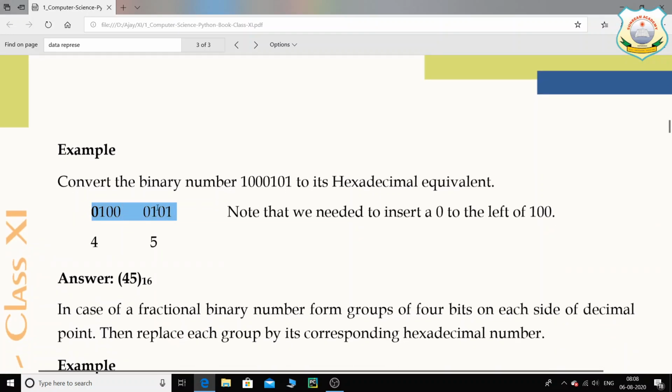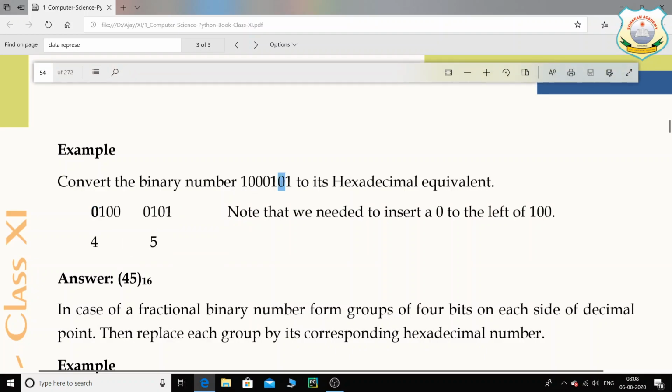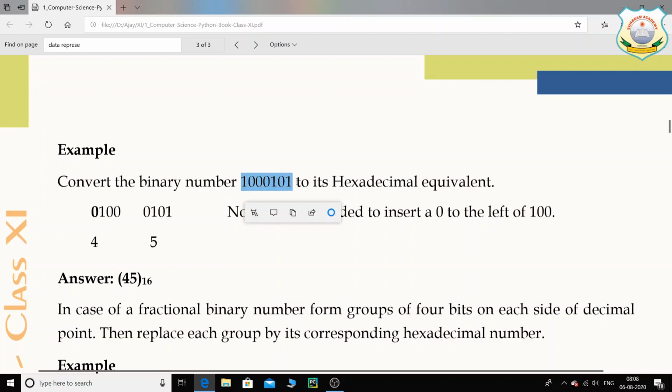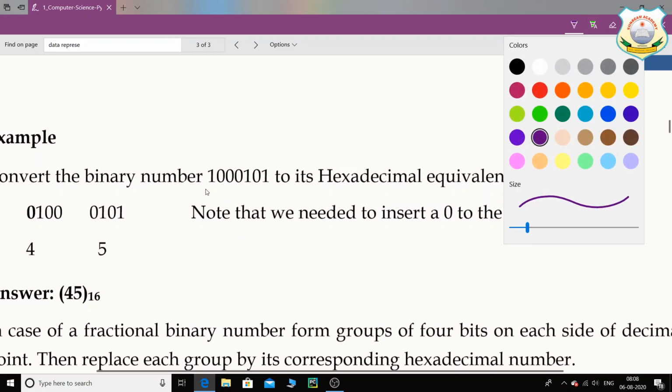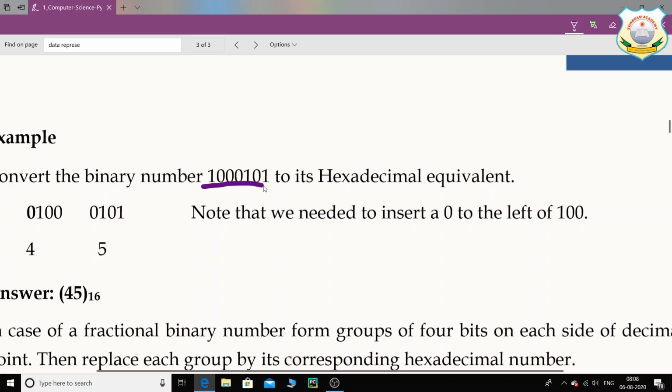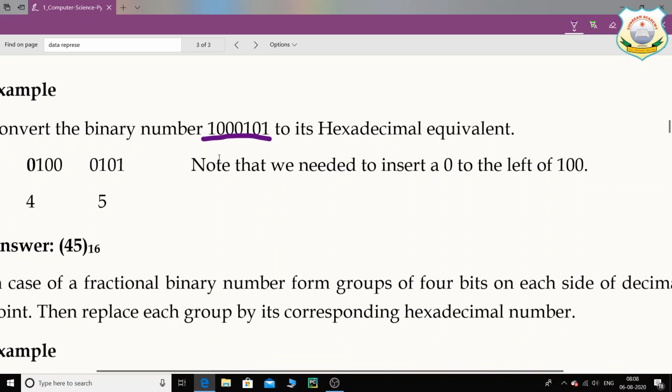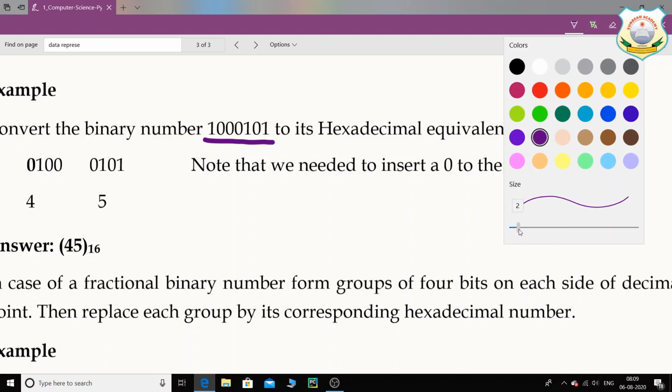So this is a binary number, and I will enlarge this, and let me take the pen. This is the number. So if it is 1 0 1 0, isn't this the first group that I'm going to form, right? Let me take a thinner pen and decrease the size.